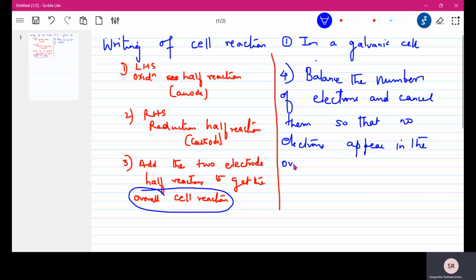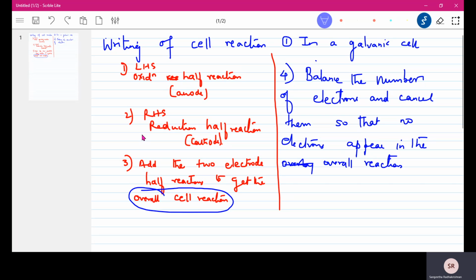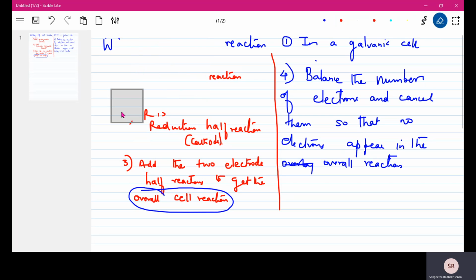So you know that if there are different numbers of electrons, then you have to multiply by a suitable factor, isn't it? So if the first equation has 2 and the second has 3, then you know that you multiply by 3 and then you multiply by 2, both will have 6 and you can cancel off. So that is what you have to do. This is the total reaction. LHS में आप oxidation लिखो, RHS में reduction लिखो, दोनों को add करो, दोनों में number of electrons को equalize करो, so that in the final net reaction there is no electron. Okay? तो चलो एक cell reaction देखते हैं.